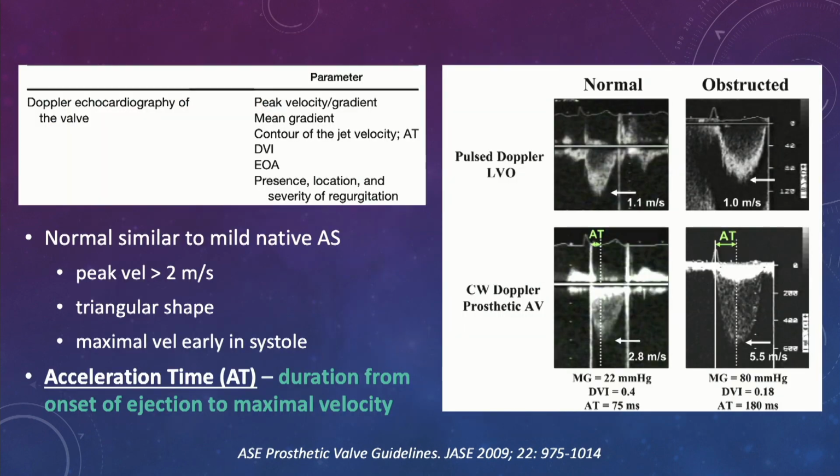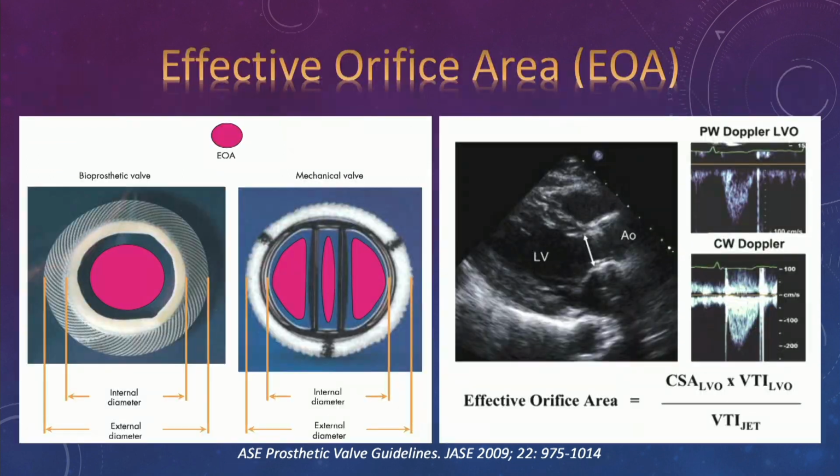So the normal continuous wave Doppler signal in the prosthetic aortic valve looks like the one in native mild aortic stenosis. It's got a triangular shape and an early peak. As Dr. Hassan mentioned, the acceleration time is the time from the onset till the peak. So if there's any obstruction or stenosis, you're going to find that the peak is farther along and the acceleration time is going to be increased. There's also a measure that we use sometimes, which is the ratio of the acceleration time to the whole ejection time. So if the acceleration time takes up a lot of the ejection time, that again points towards significant stenosis in such patients.